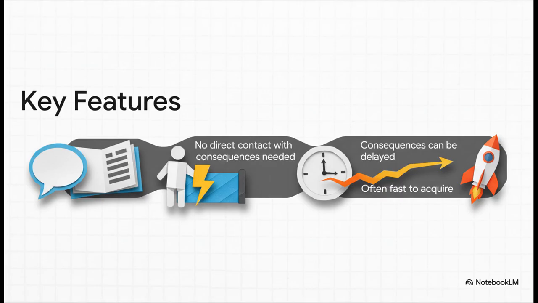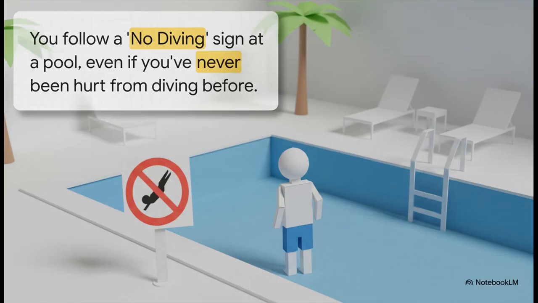It lays out the if you do this, then that will happen scenario for you. The big thing here is that the behavior is controlled by language. That means you don't actually need to experience the consequences yourself. Because of that, the consequences can be delayed, sometimes way in the future, or you might avoid them altogether. And this makes learning incredibly fast and efficient. You can just be told what to do instead of having to figure everything out the hard way. A perfect real-world example is seeing a no diving sign at a shallow pool. You follow that rule, right? But it's not because you've ever had the painful experience of diving and hitting the bottom. You follow it because the verbal rule, the sign, is enough to control your behavior.